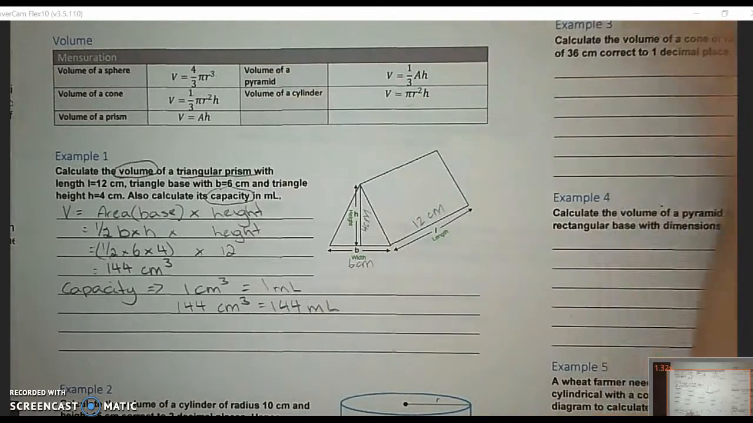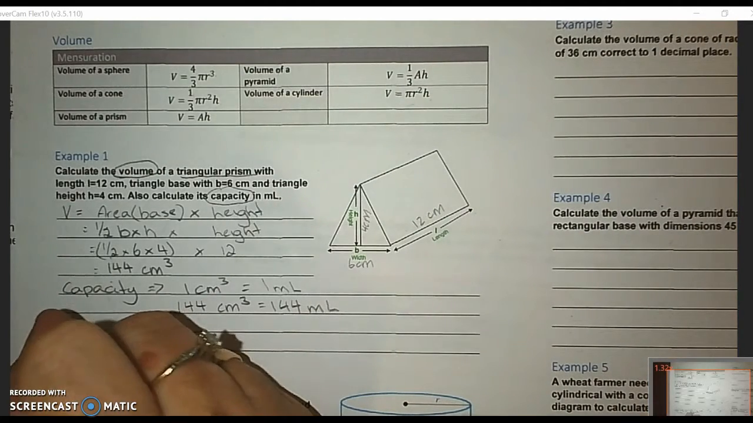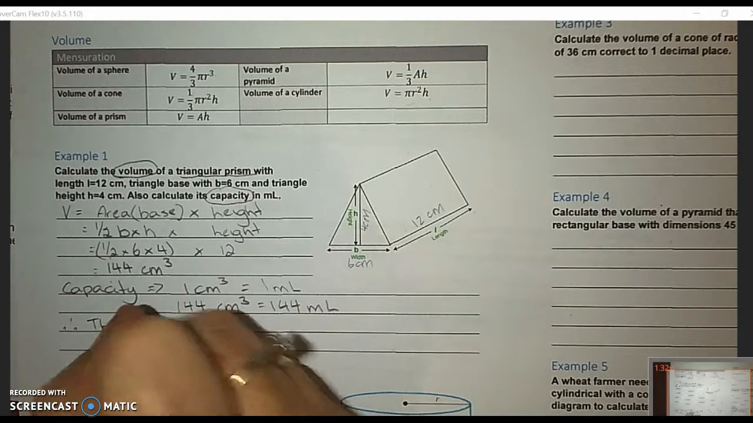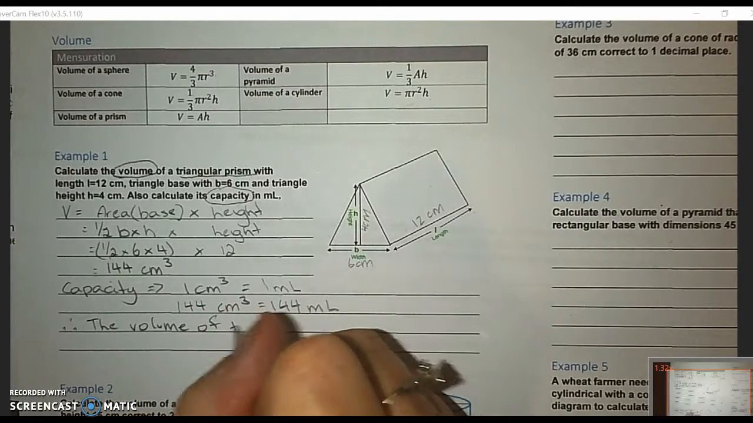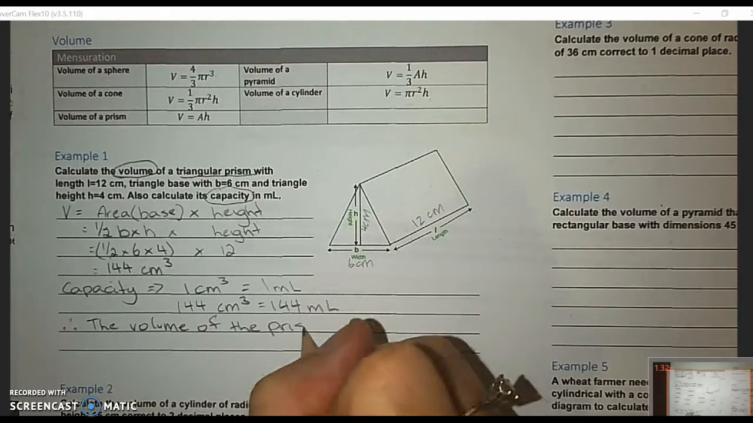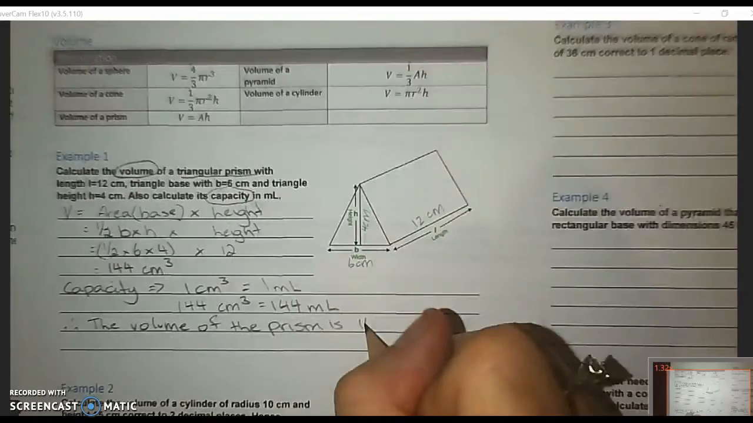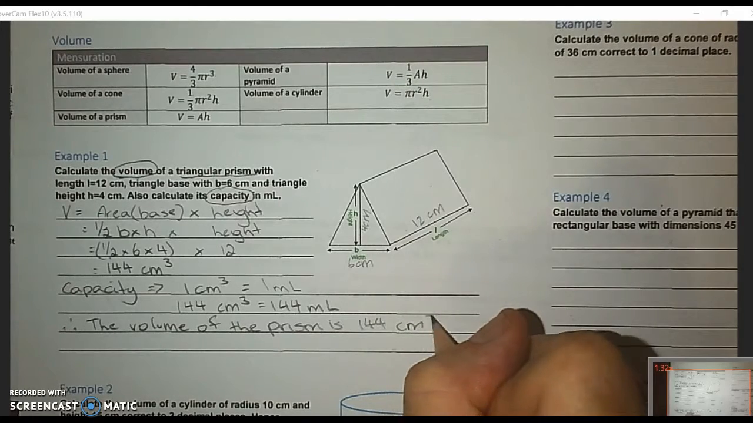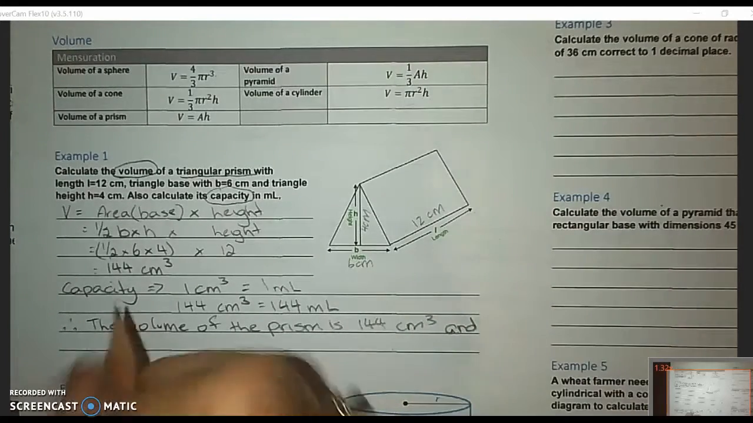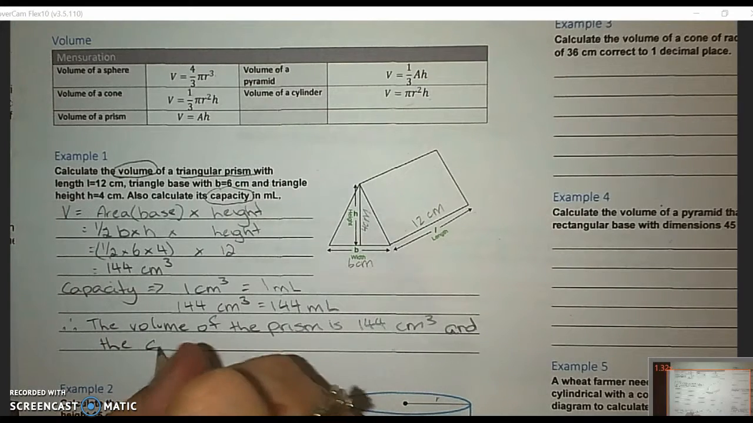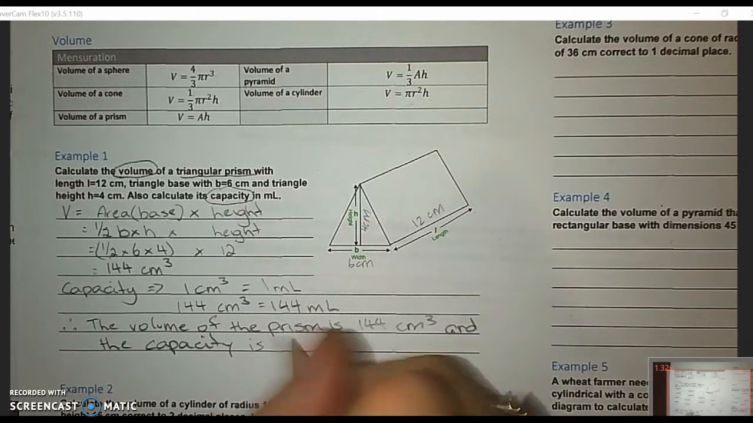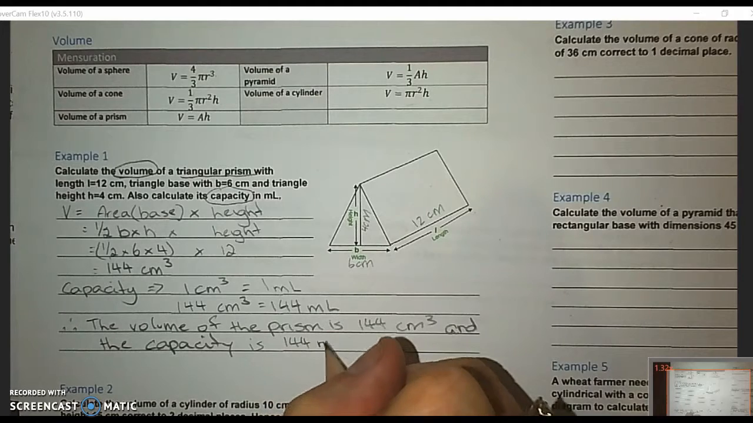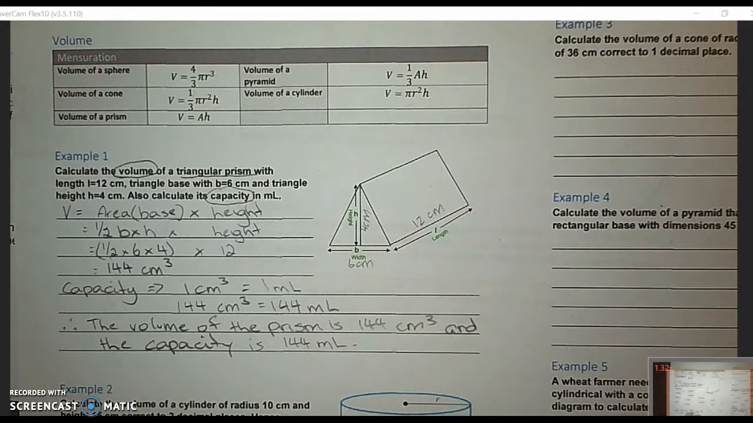And then we need to write in words, therefore, the volume of the prism is 144 centimeters cubed, and the capacity is 144 milliliters. And there's our answer. So let's go on to example 2.